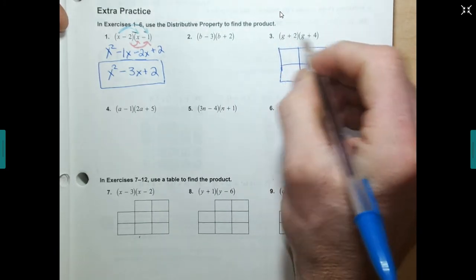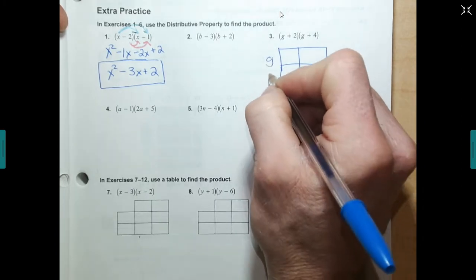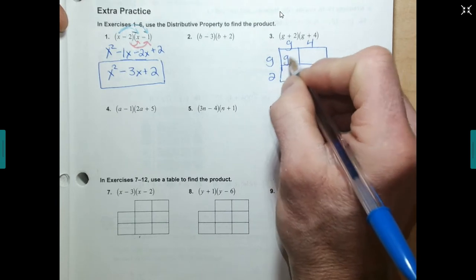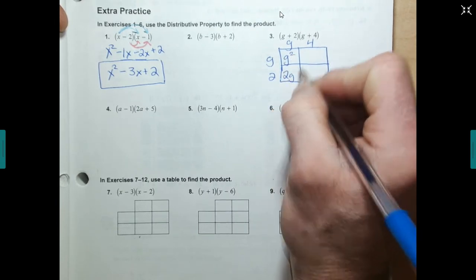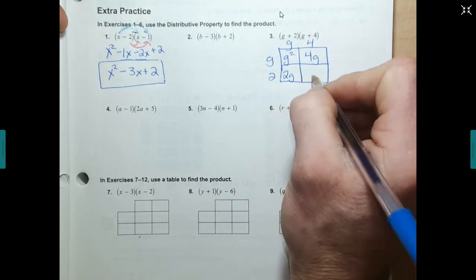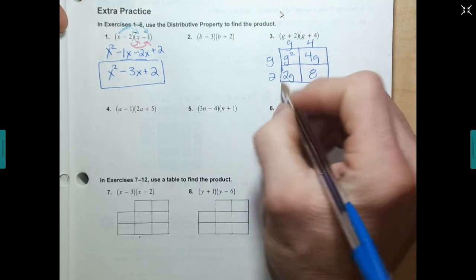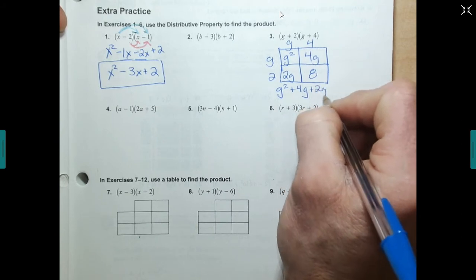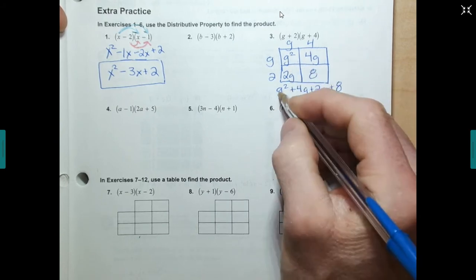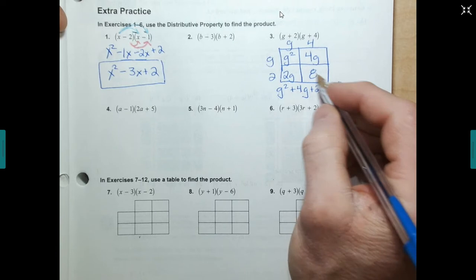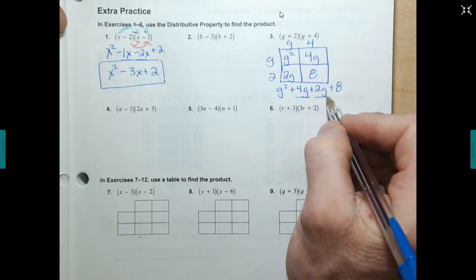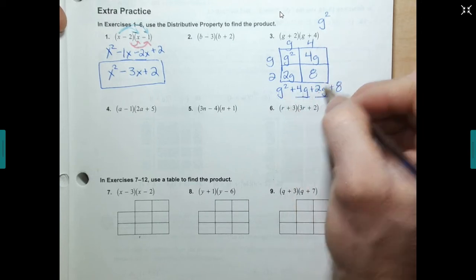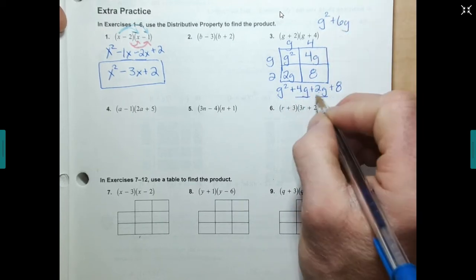So I've got g plus 2. And I've got g plus 4. This is g squared. This is 2g, 4g, and 8. So I have g squared plus 4g plus 2g plus 8. Right? I just wrote each one of these down here. I have my like terms. So my final answer is g squared plus 6g plus 8.